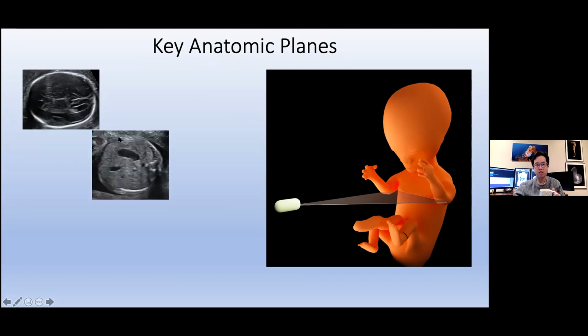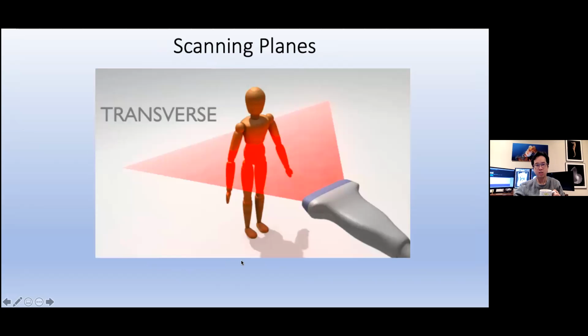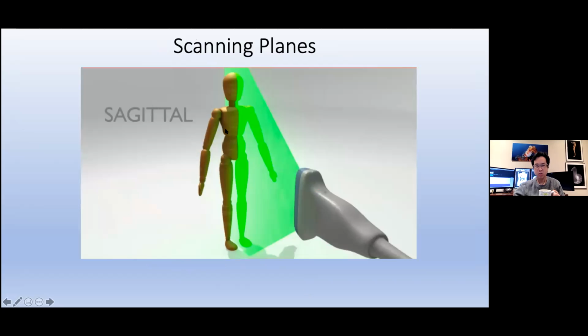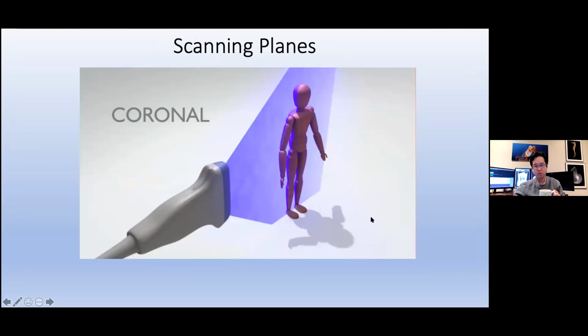These are the images that we hope to achieve. Here's the head, here's the abdomen. This is a transverse image through the abdomen at the level of the cord insertion. That was a transverse image, but this is a sagittal, and this is a coronal. I'm sure you're already familiar with all of these.